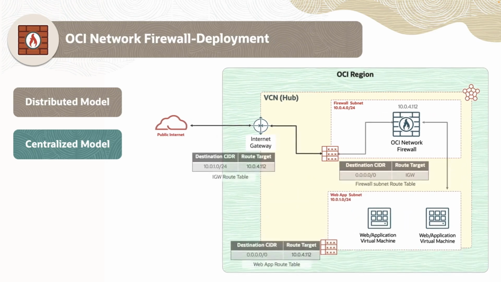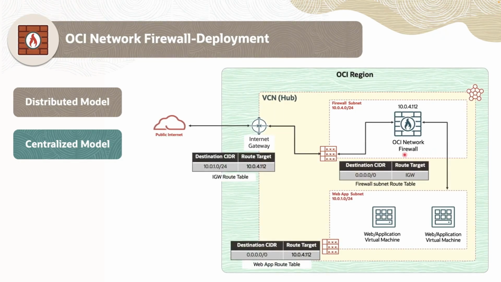This central firewall can inspect all the traffic that is sent to your Spoke VCNs. And in the distributed deployment model, you deploy a dedicated network firewall instance per VCN that can only inspect traffic specific to that VCN. This helps to improve threat detection, reduce network load, and increase scalability. You can also use a combination of these two models to increase flexibility in your architecture.